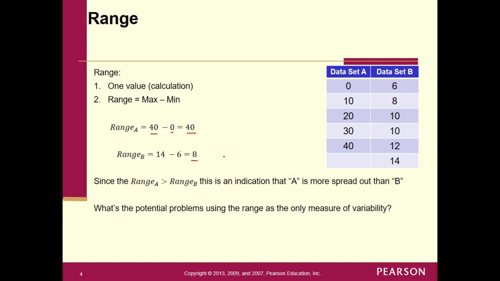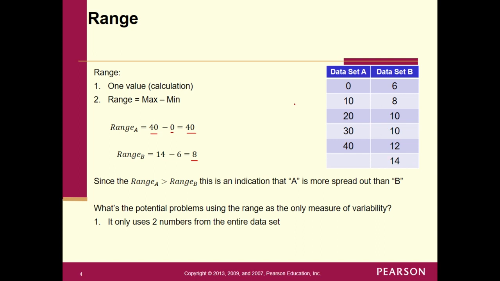Can you think of any? There's two I can think of off the top of my head. One is that it only uses 2 numbers from the entire data set. It only uses the minimum and maximum. It ignores all the other numbers in between. Okay.